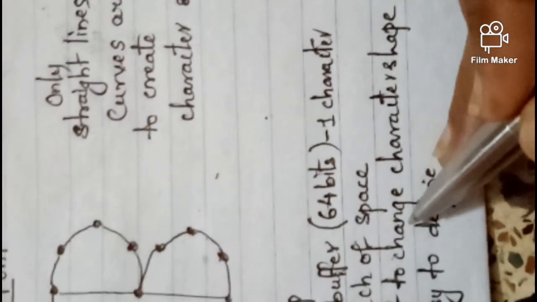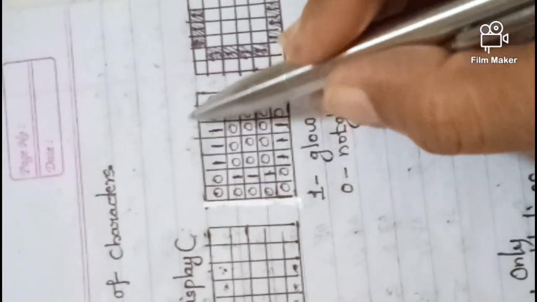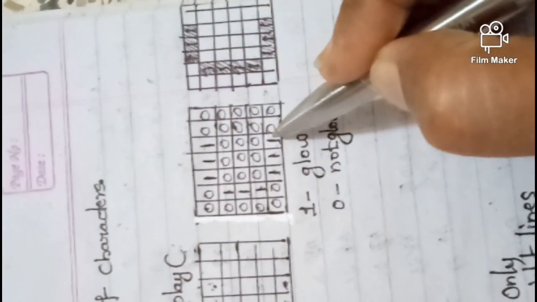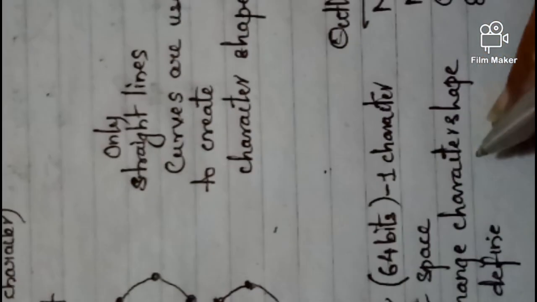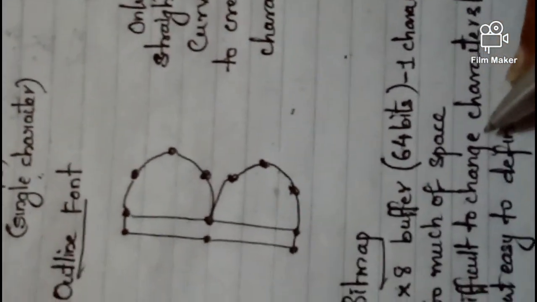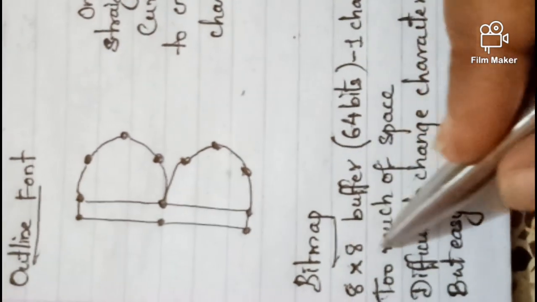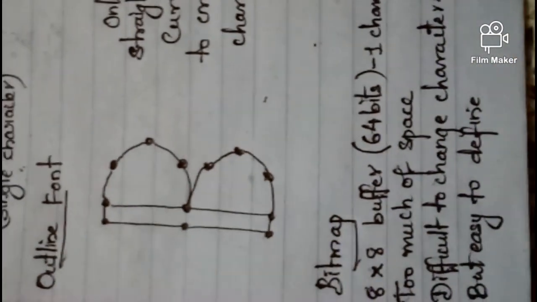Now, it is very difficult to change the character shape. To represent a single character, we have to use so many digits arranged in a special fashion so that it can create the shape of that character. Now, to store some other character, all 64 bits have to be changed. So it is very difficult to change the character shape. Next, even though the bitmap method has this many drawbacks, it is very easy to define. We can use just zeros and ones to define a character.